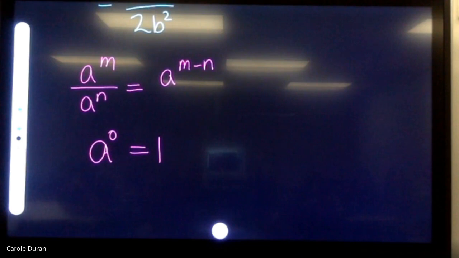Is it possible to have a number outside of the fraction? Like a 3 sitting out front? Yeah, absolutely. And you just multiply it in at the end.